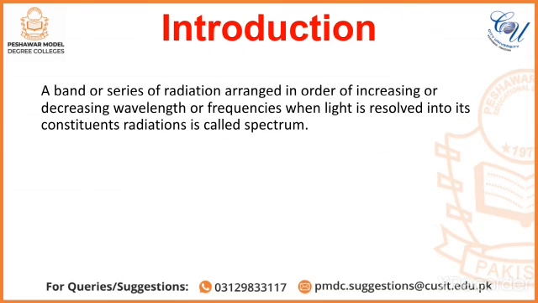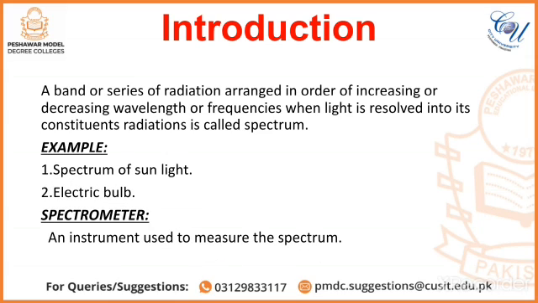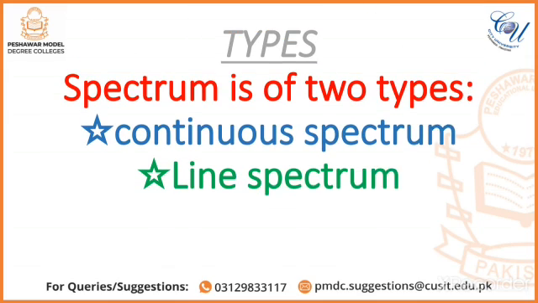Introduction. A band or series of radiation arranged in order of increasing or decreasing wavelength or frequencies when light is dissolved into its constituent radiations is called spectrum. Example, spectrum of sunlight, electric bulb, spectrometer. An instrument used to measure the spectrum is called a spectrometer.